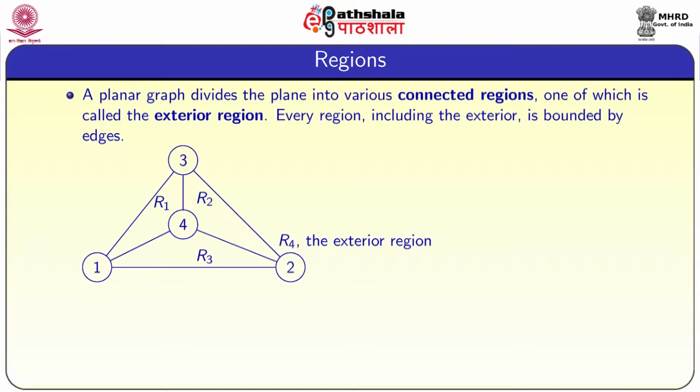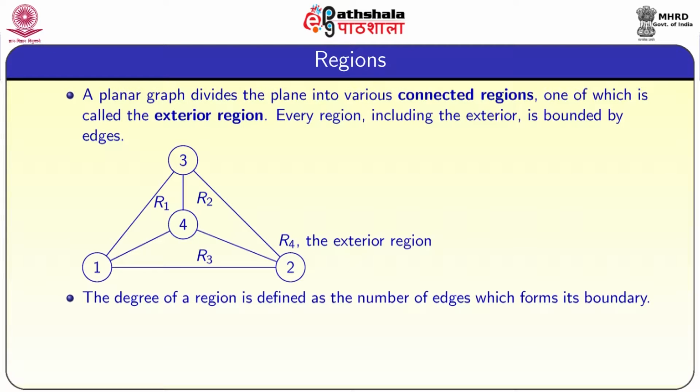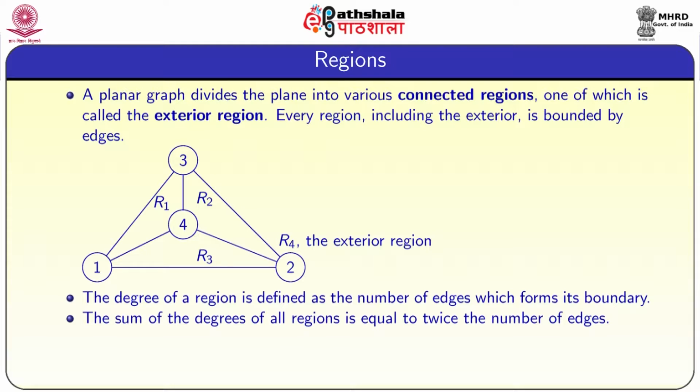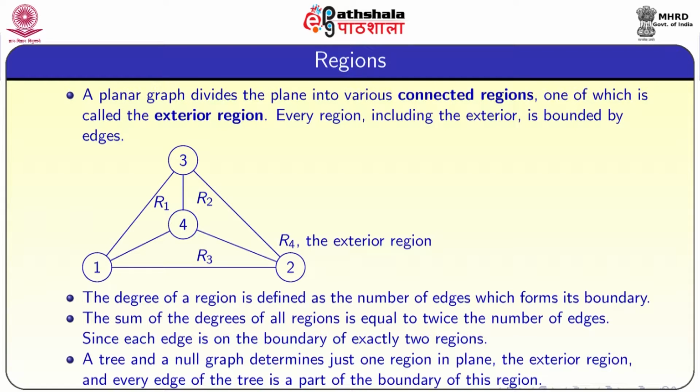So, we can call them the degree of the region. Here the degree of each region is also 3. The degree of a region is defined as the number of edges which form its boundary. So, the sum of the degrees of all regions is equal to twice the number of edges, since each edge is on the boundary of exactly 2 regions, so the proof is easy. A tree and a null graph determine just one region in the plane, the exterior region, and every edge of the tree is a part of the boundary of this region.